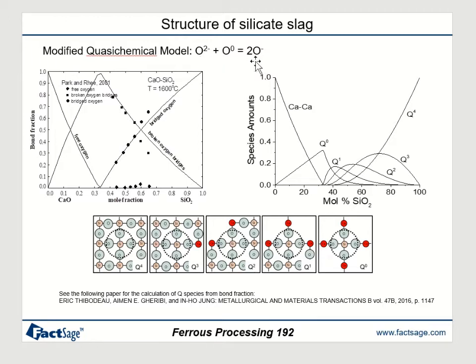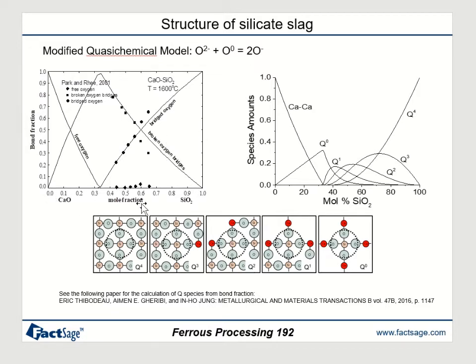This concept is considered inside the quasi-chemical model. In the quasi-chemical model, instead of using bridging oxygen, free oxygen, and broken oxygen directly, we consider the bridging oxygen as a Si-O-Si bond and the free oxygen as a Ca-O-Ca bond. By reacting these two together, we produce the broken oxygen as 2 moles of Ca-O-Si bond. That information can be extracted from the quasi-chemical model.